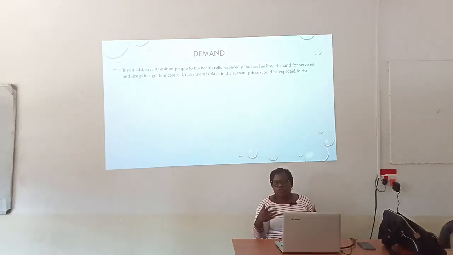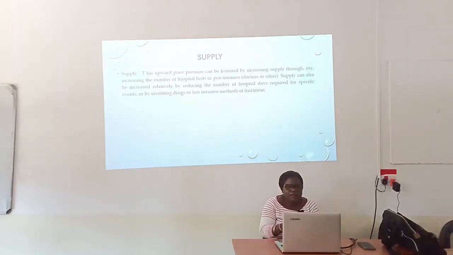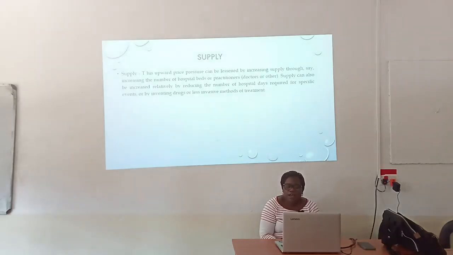As we know, by the conventional laws of supply and demand, high demand is going to cause an increase in prices because of the factor of supply. And supply, this upward price pressure can be lessened by increasing supply. So we said that the price responds to the high demand. But then in supply, we are saying that this upward price pressure that has been increased by demand can be lessened by increasing supply through, say, increasing the number of hospital beds, right? So it would be like increasing the amount of hospitals, for example, right? If there are enough hospitals.